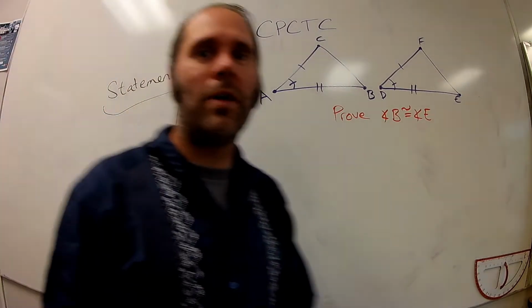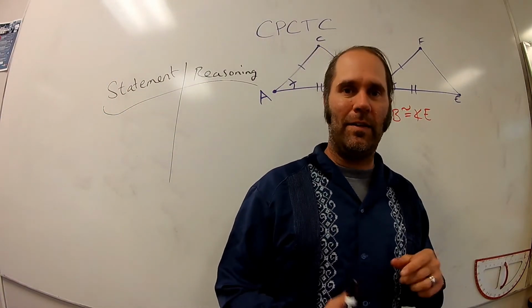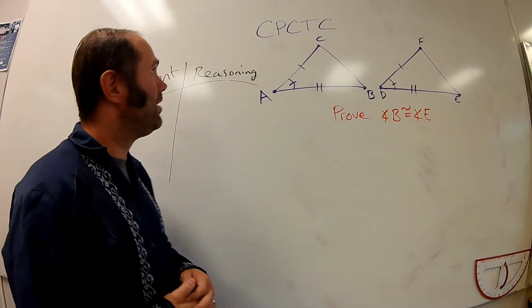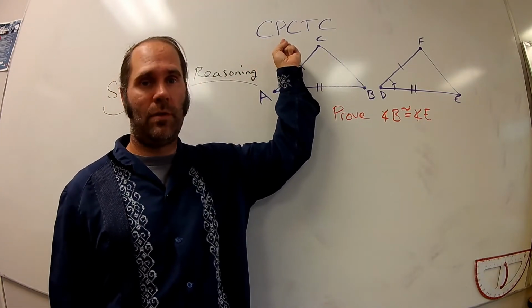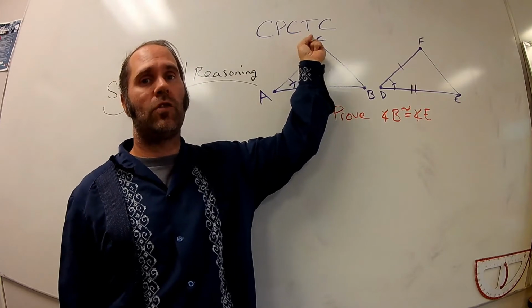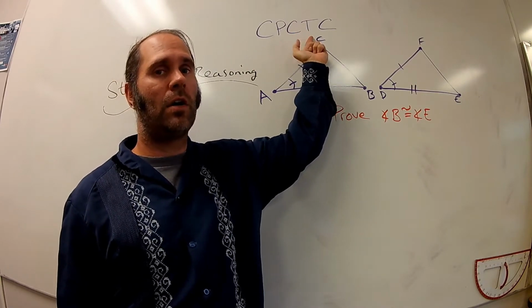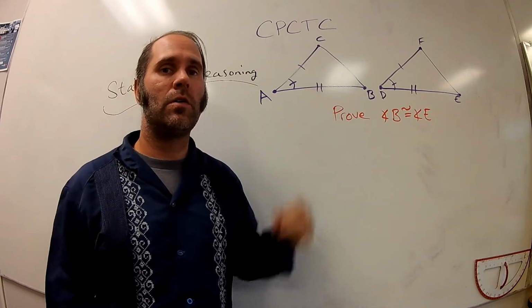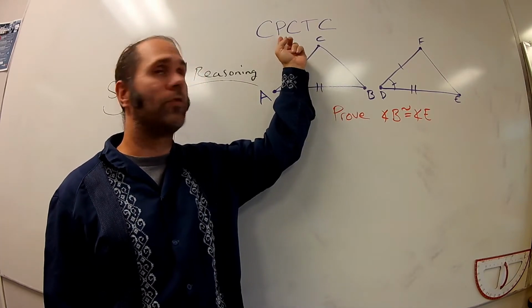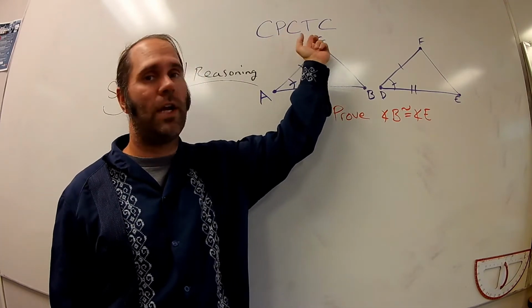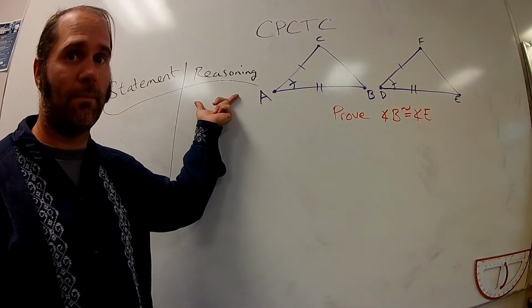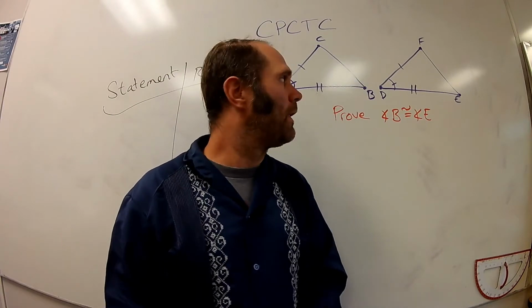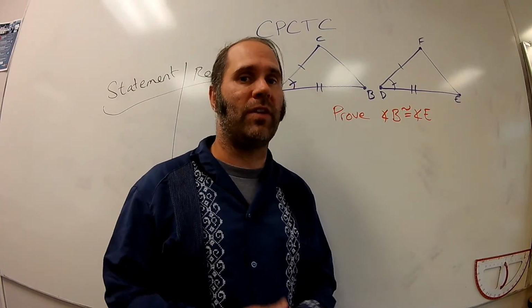All right, so we are now looking at CPCTC. CPCTC stands for corresponding parts of congruent triangles are congruent. Corresponding parts of congruent triangles are congruent. So it's just a shorthand reasoning. So we're going to get there. This is a shorthand reasoning.